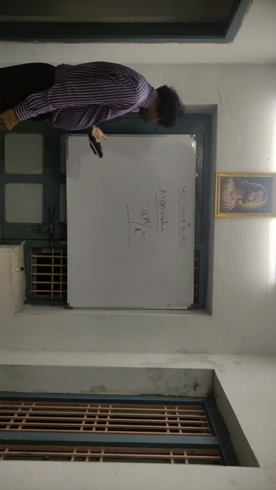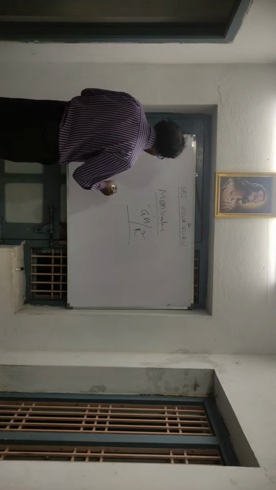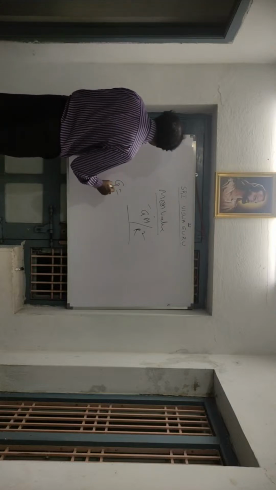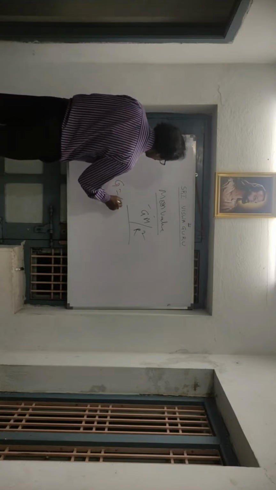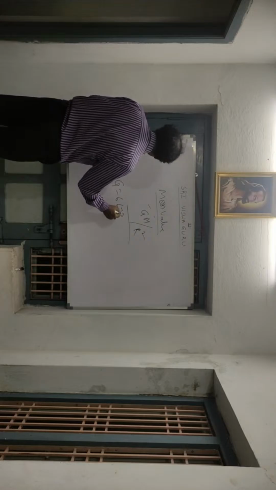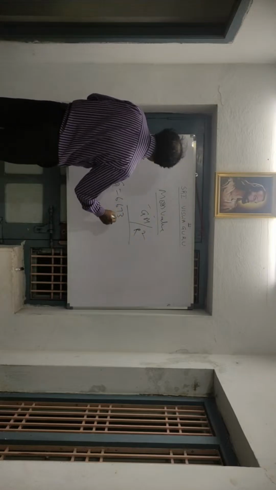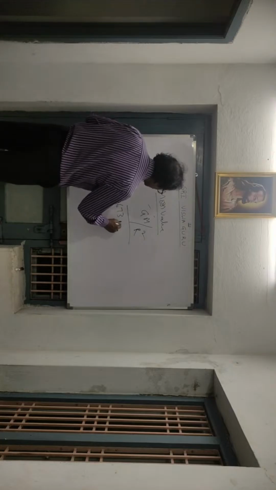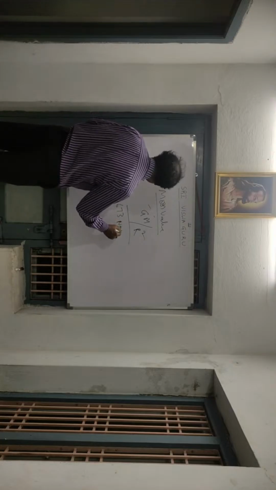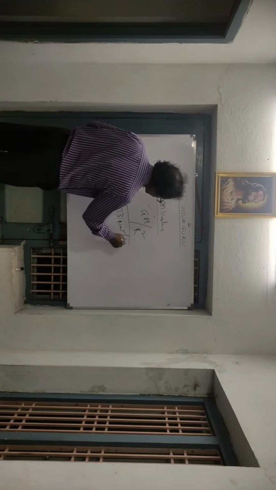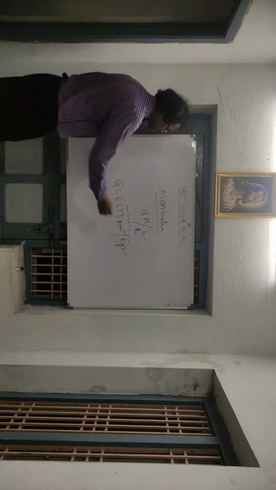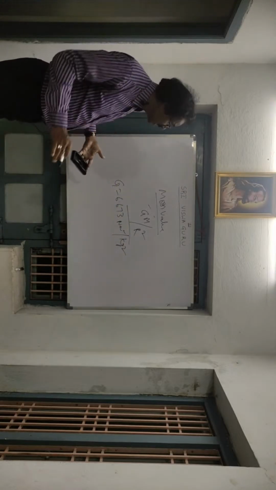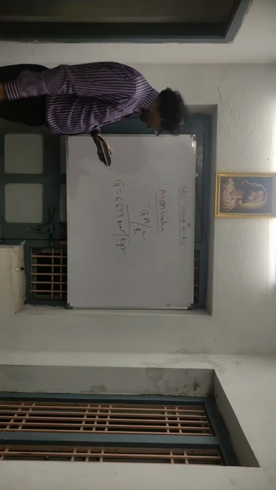Then here, generally, G, the gravitational constant, is equal to 6.673 Newton meters square per kg square.